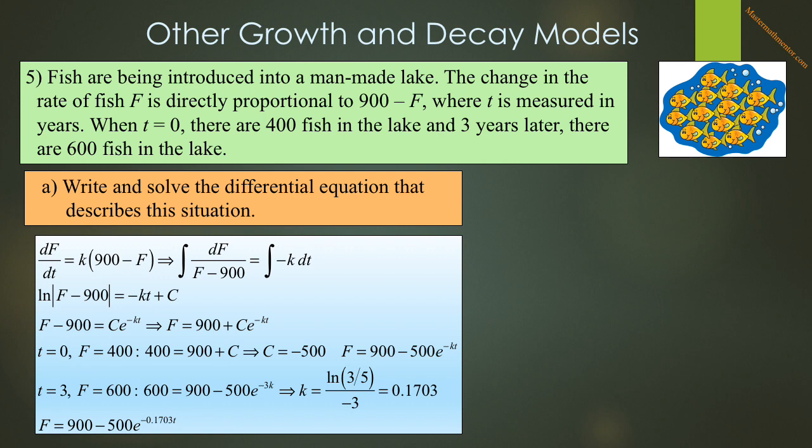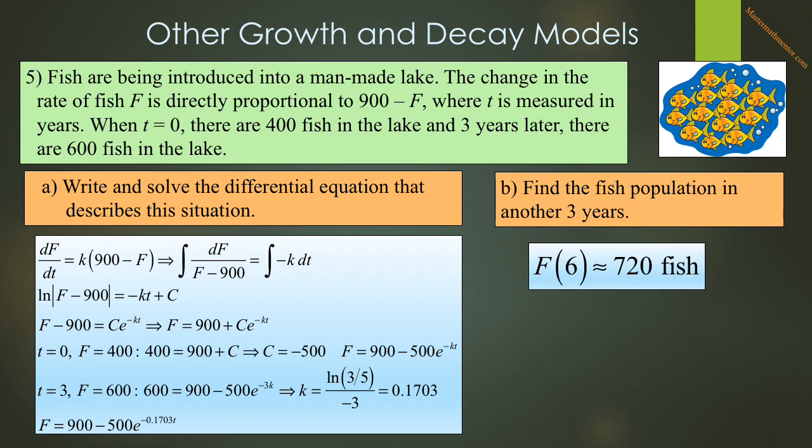When t equals 3, f equals 600. So 600 equals 900 minus 500 e to the negative 3k. And therefore k is equal to the natural log of 3/5 divided by negative 3. And that is equal to 0.1703. Again, it's recommended that if you're going to be using this for calculations, you store this value on your calculator. So f is equal to 900 minus 500 e to the negative 0.1703 t.